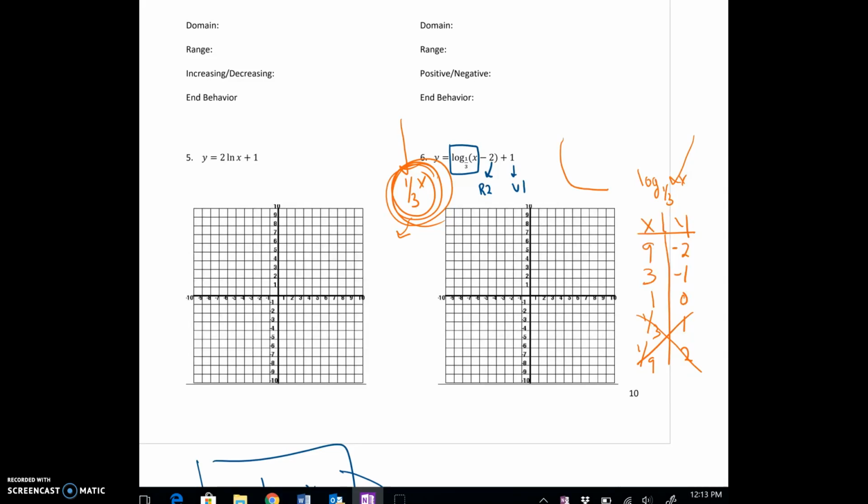So I'm going to go to 9, -2, and then move that point right to up 1. So I'm resting my pencil at 9, -2, and I'm going to go right to up 1. And it's a little bit off the graph, but that's okay. And I'll go to 3, -1, and go right to up 1. And then finally 1, 0, and go right to up 1.